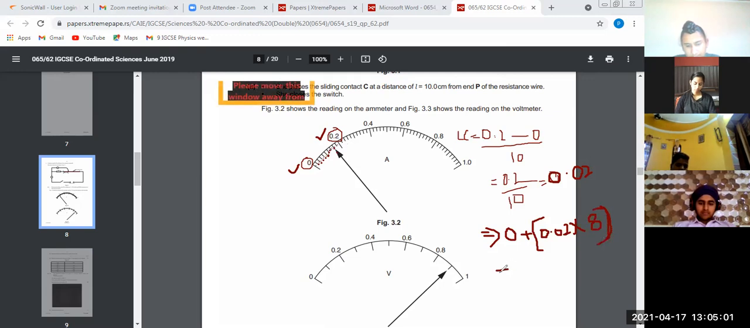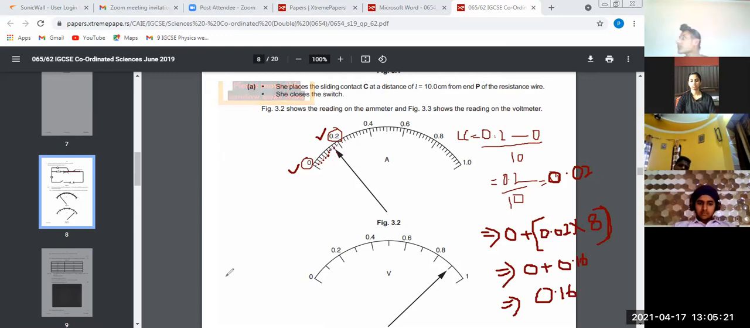Fine. Now just solve this. 0 plus 0.02 multiplied by 8. This is 0.16. So your answer is 0.16. Anji, please note it down. Note it down onto your notebook. And I'm going to check your notebooks one by one, where you're writing it.